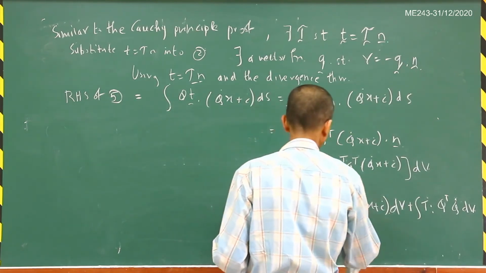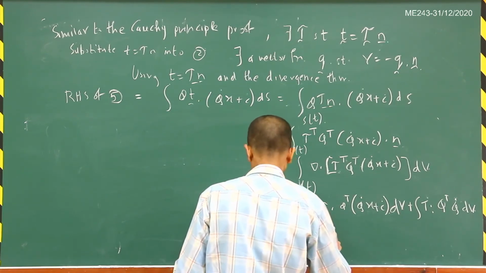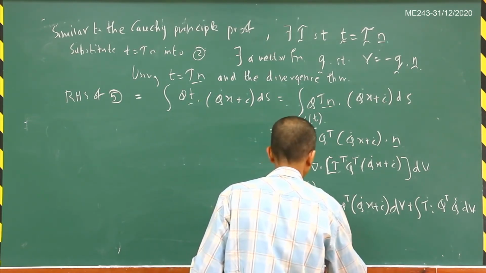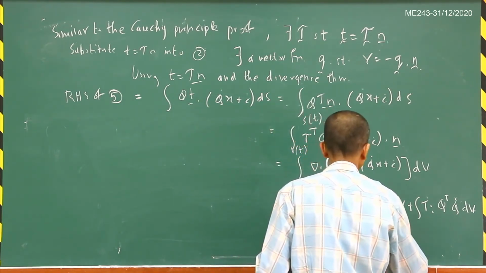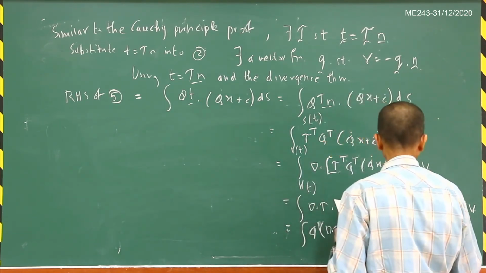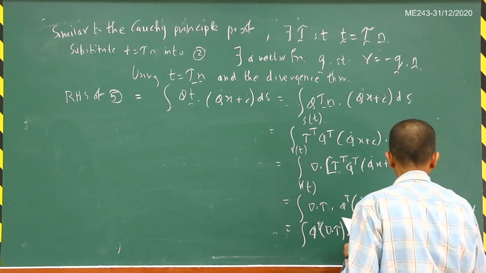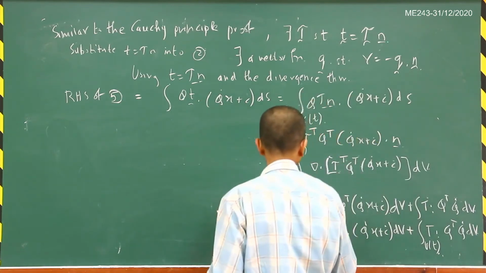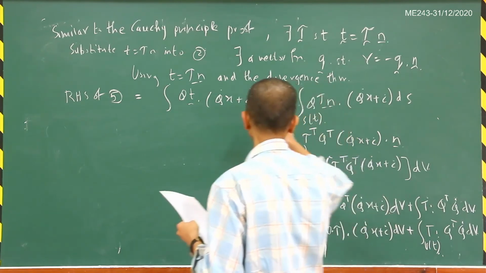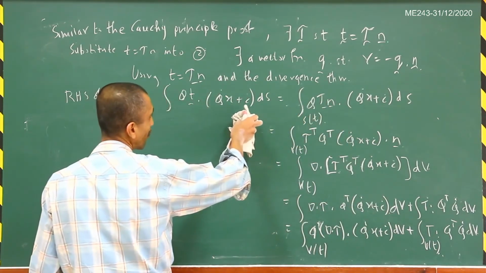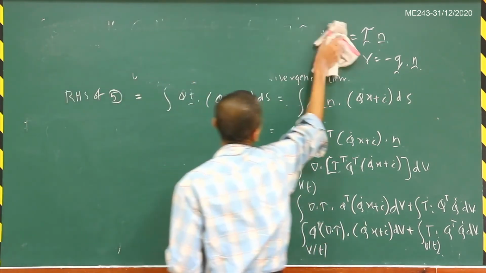And if you simplify this again using the definition of the transpose, you will get Q times del dot tau dot Q dot of x plus C dot times dV, plus the integral of tau matrix inner product Q transpose Q dot times dV over V of t. So this is also over V of t. Now put this into 5. Wherever the right hand side of 5 appears, you can replace it with whatever I have derived here.